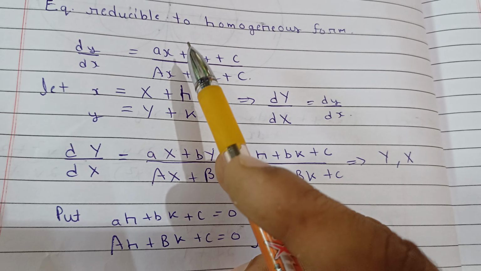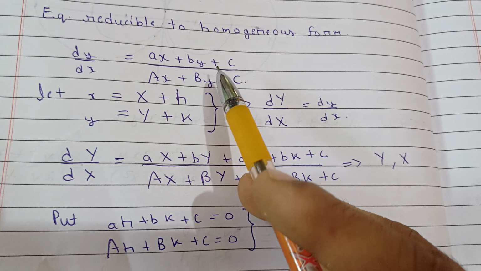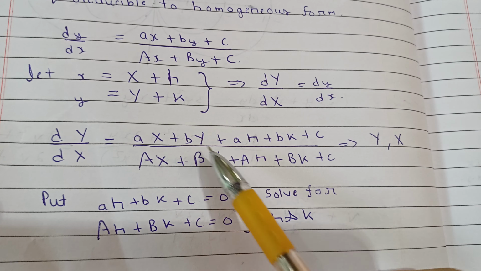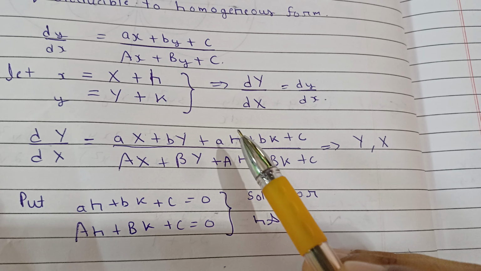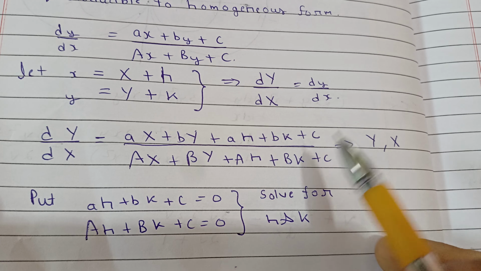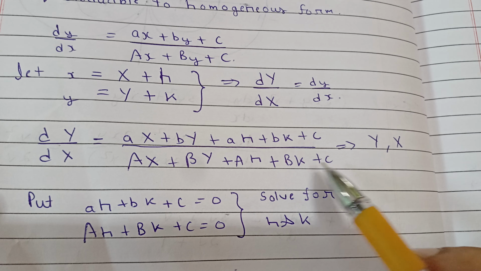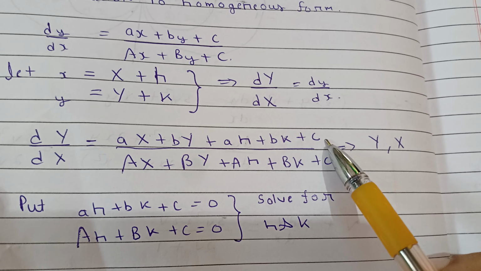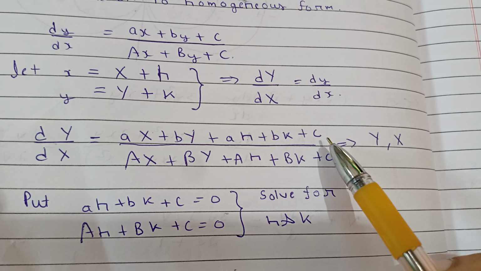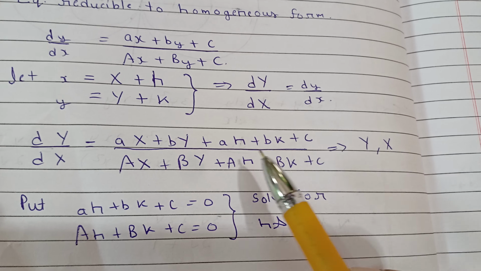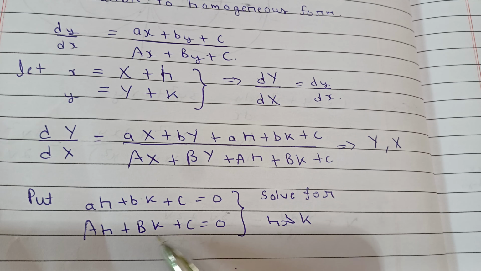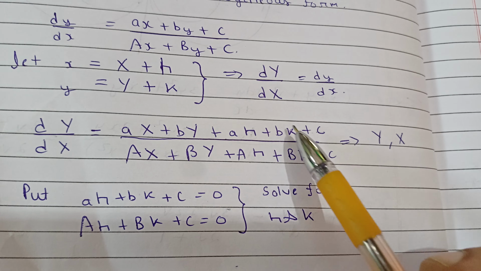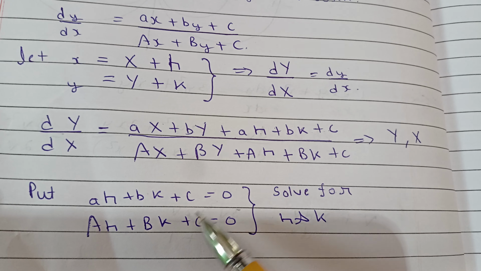Now just substitute these values here. So x equal to capital X plus h, y equal to capital Y plus k. So after substituting you will get this kind of equation. Now you will see this ah plus bk plus c, and this capital Ah plus capital Bk plus C. Here a, b and c are constants, A, B and C are constants, and h, k are also constants, but you don't know these values, so you can find them. How? Just put this value equal to 0 and this equal to 0 and solve for h and k. Find the values of h and k.